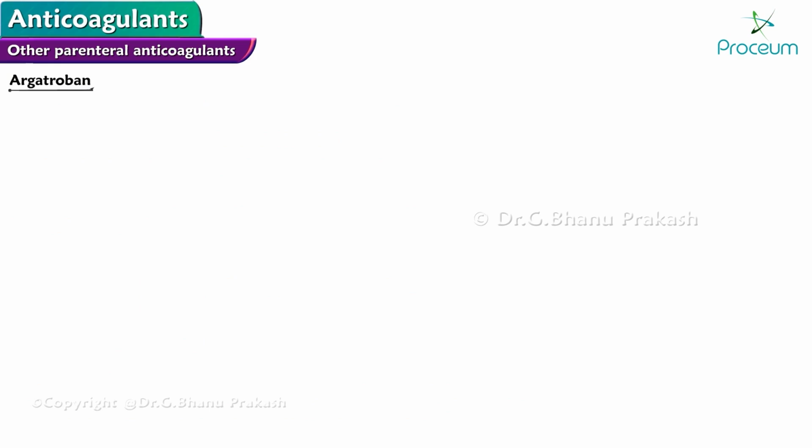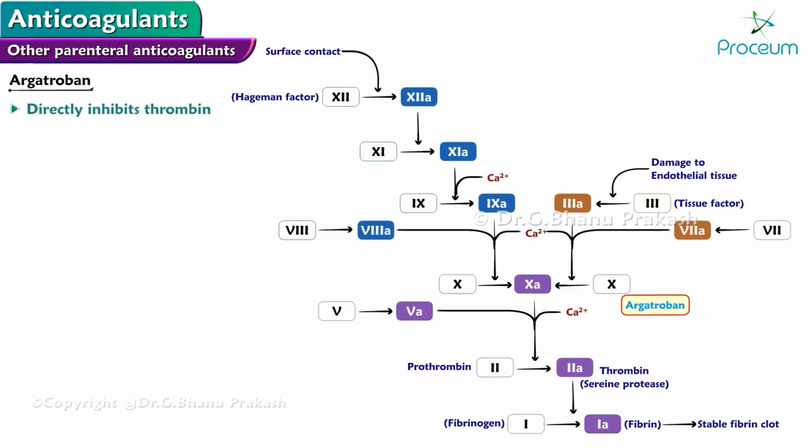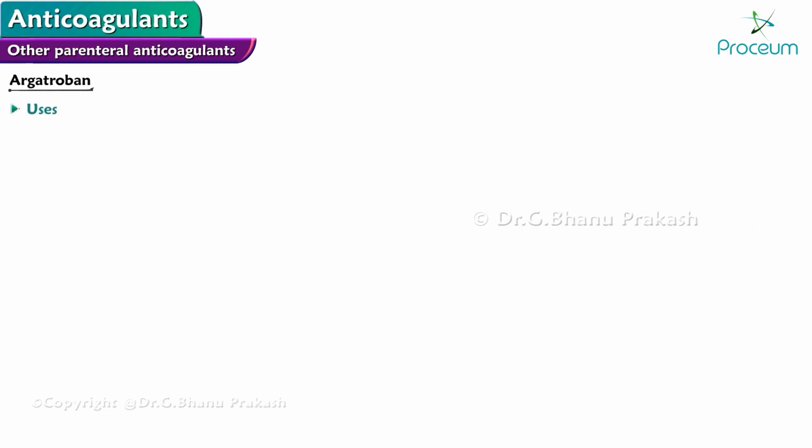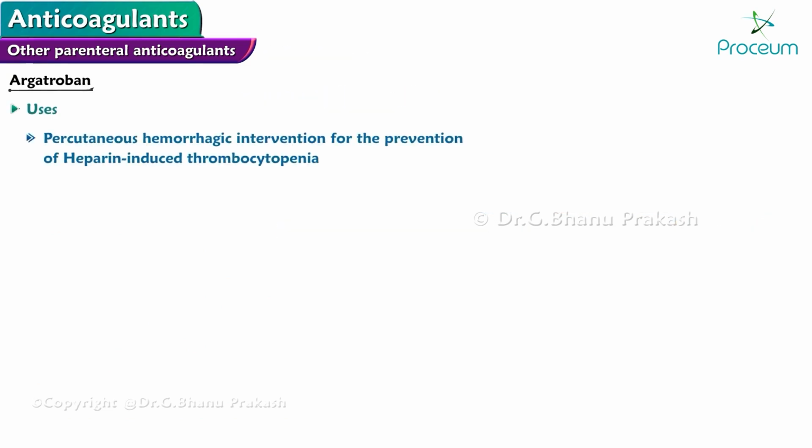Argatroban. It's another parenteral anticoagulant which directly inhibits thrombin. It's useful in patients undergoing percutaneous coronary intervention for the prevention of heparin-induced thrombocytopenia.